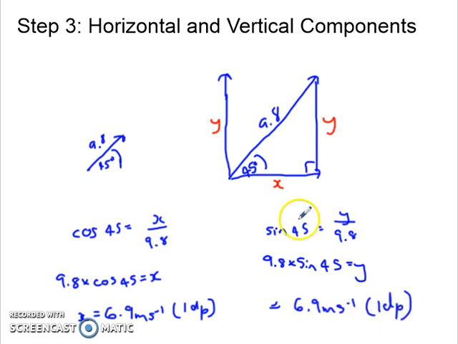So I'm going to quickly describe what this means. Basically, it's saying that if your rocket's traveling in this direction at 9.8 meters per second, it's traveling horizontally at 6.9 meters per second, and it's traveling vertically at 6.9 meters per second, which comes in handy when you do the rest of your calculations.